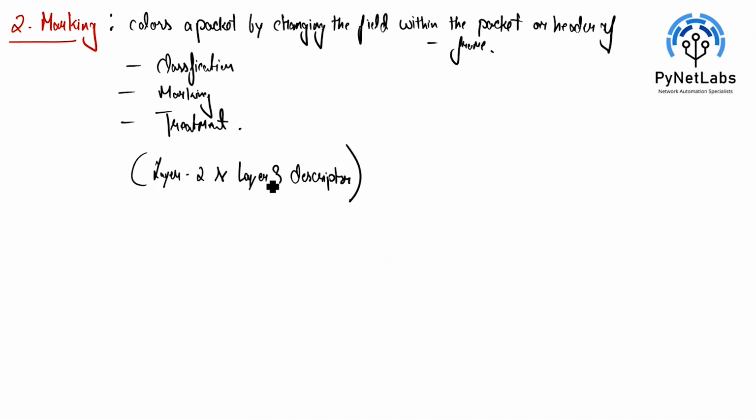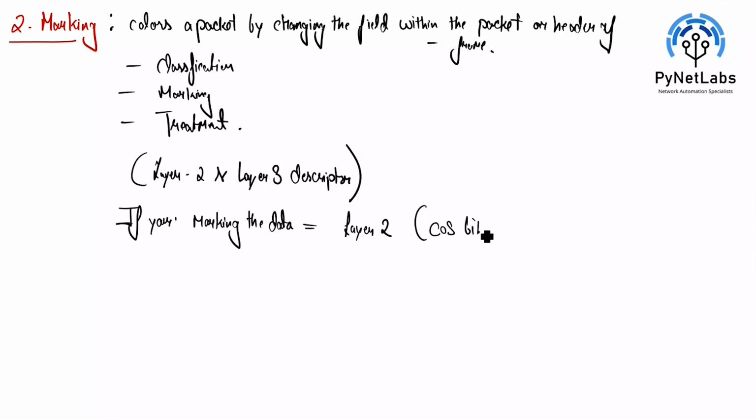There are various methods of marking the data according to the layers. If you are marking the data with layer 2, it will be marked in the QoS bits, the class of service bits. If you are marking the data with layer 3, the data will be marked in the ToS bits, and it can be used in two methods.